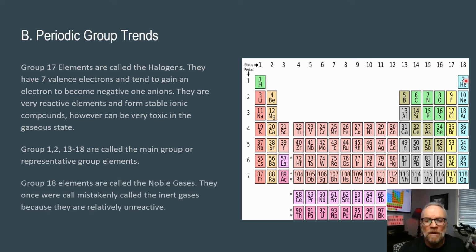Group 18 elements are called the noble gases. They were once mistakenly called inert gases because they didn't think that they were reactive at all. But what's really interesting is that as you go down the group, you can find some compounds with the elements at the bottom of the group. The electrons are so far away from the nucleus that they can be shared in compounds. And so we have found some reactive elements within this group.